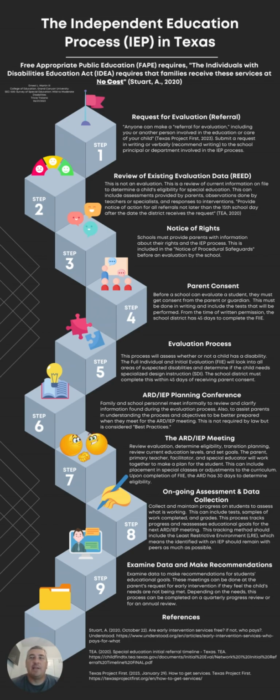The next step is called review of existing evaluation data. That's where the administration is going to look at what data they have on file about the child and basically see if they're going to move forward with the entire IEP process. And before anything can actually get started, the parent will be given a notice of rights. And all these have to be done within 15 days of the referral process.